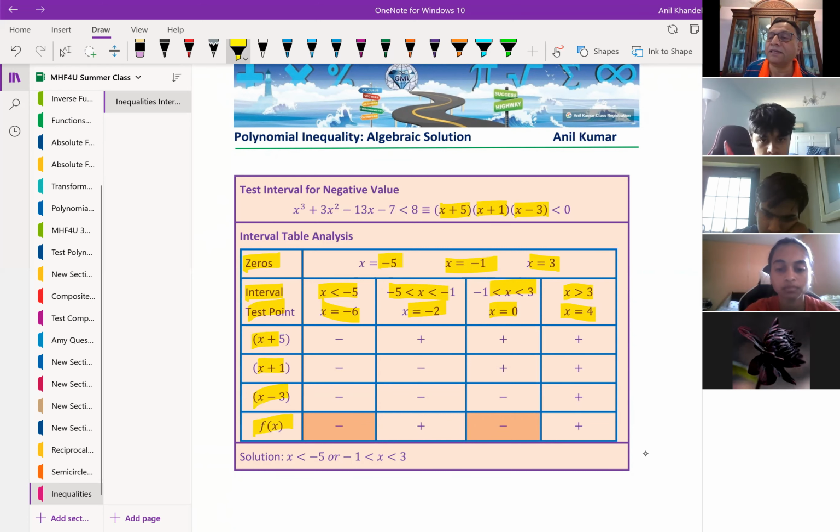We multiply the factors. An odd number of negative factors will give you negative. An even number of negative factors will give you positive. So we are only counting whether there is an odd or even number of negative factors. Odd gives me negative, which is a part of the solution because we are looking for less than 0. The other one, 2 negatives, gives me positive, so it is not a part of my solution. The third one, 2 positives and 1 negative, gives me negative, so it is a part of my solution. The fourth one, all positive, is not a part of my solution. Therefore, I get the solution x is less than -5 or x is between -1 and 3. Is that clear to you?